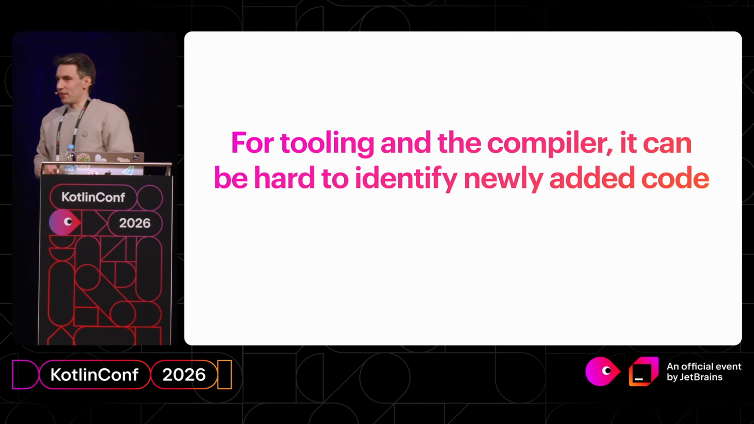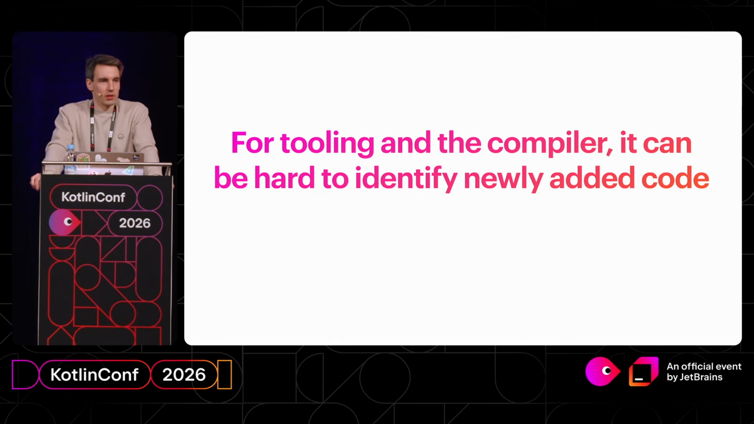And the main thing is that for tooling and the compiler, it's really hard to identify newly added code. What we want is that now we introduce this feature, and all new code added to your program, to existing projects or to a new project, should use this new feature. One way to do that is to introduce a warning. But then if you compile a program, all the existing programs will get this warning. And we don't want this because there will be plenty of warnings.